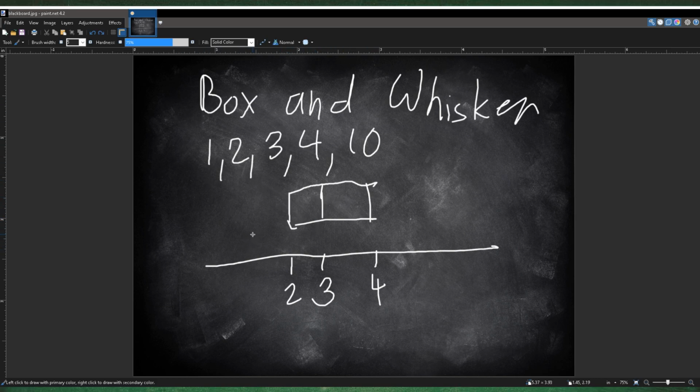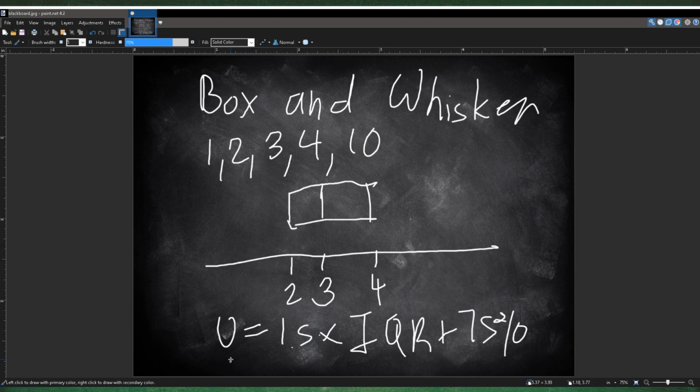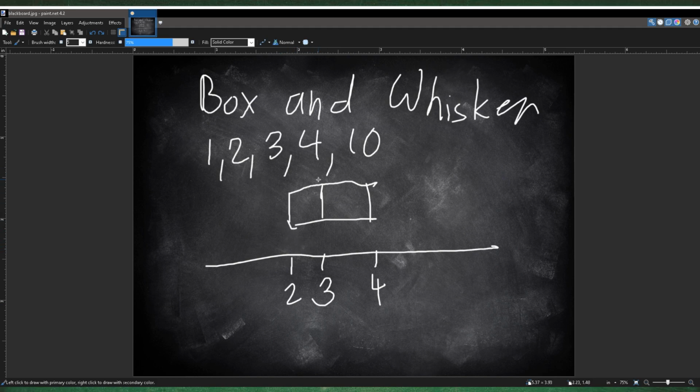So the general rule for calculating the upper fence and the lower fence is: the upper fence is equal to 1.5 times the IQR plus the 75%. And the lower fence is equal to the 25% minus 1.5 times the IQR. I don't know why they use the IQR. It's just a general idea that you're going to have to use to calculate the upper fence and the lower fence. So the IQR for us here is 2.